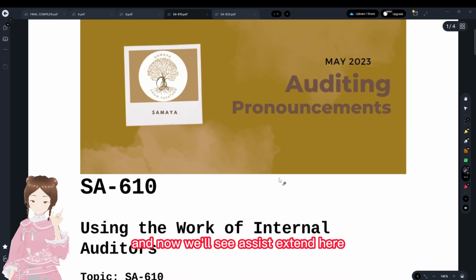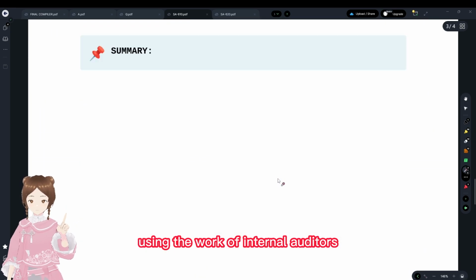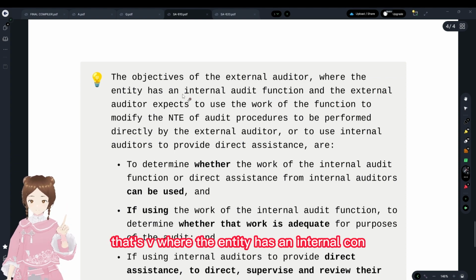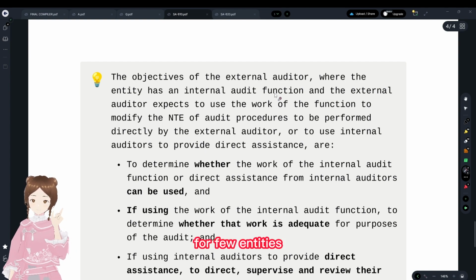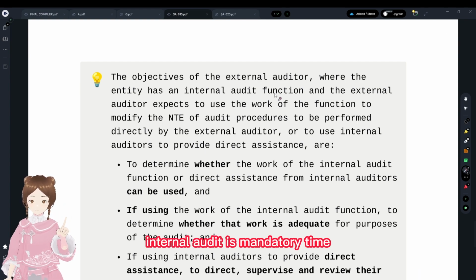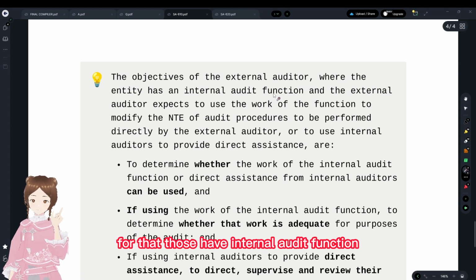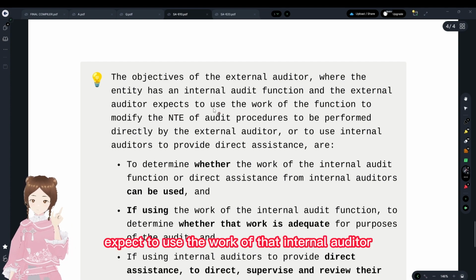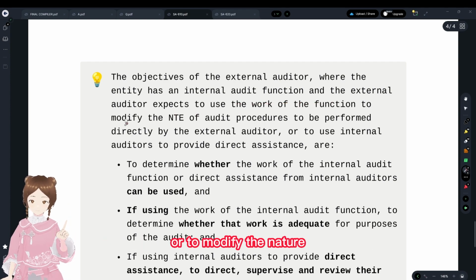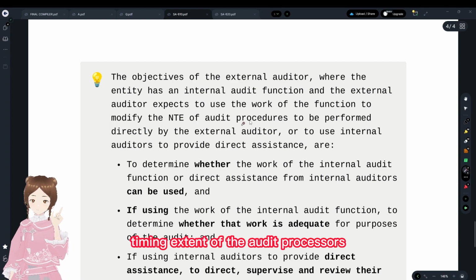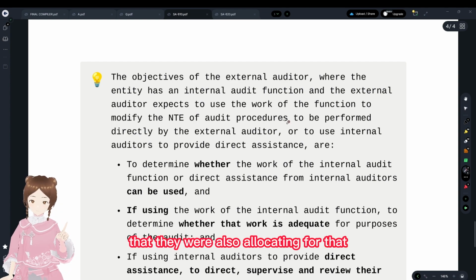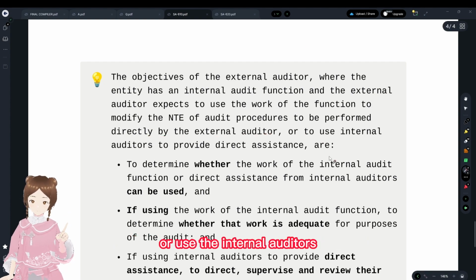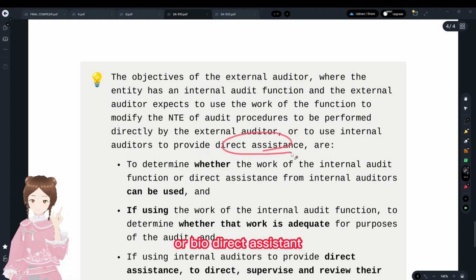And now we'll see SA 610, using the work of internal auditors. The objective of the external auditor is where the entity has an internal audit function. For a few classes of entities, internal audit is mandatory, right? For those that have an internal audit function, the external auditor expects to use the work of that internal auditor, or to modify the nature, timing, and extent of the audit procedures that they were otherwise allocating to be performed directly by the external auditor, or use the internal auditors as direct assistants.